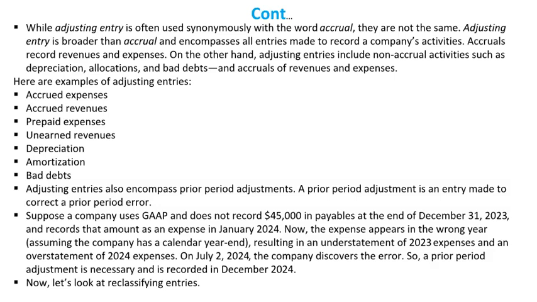On July 2, 2024, the company discovers the error. So, a prior period adjustment is necessary and is recorded in December 2024. Now, let's look at reclassifying entries.